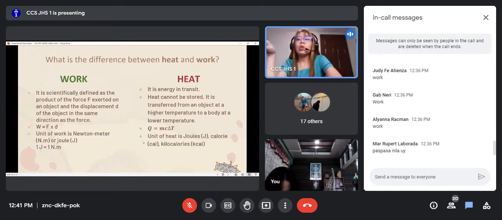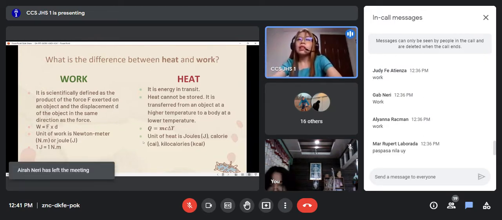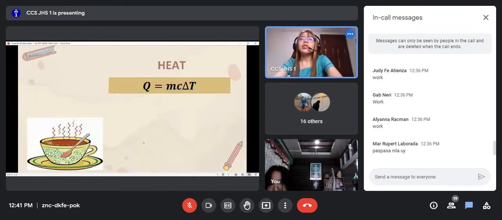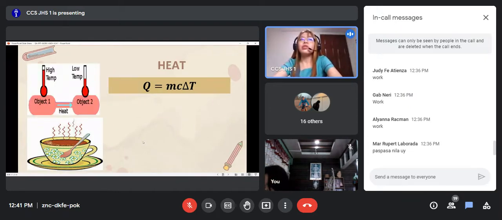So 1 kcal is equivalent to 1,000 calories, since kilo means 1,000. Later I'll just show the equivalence. So again, the unit of heat is in joules or calories, depending on what is asked in the problem. So this is the formula, once again, of heat. And always remember that the flow of heat will start from high temperature to low temperature.